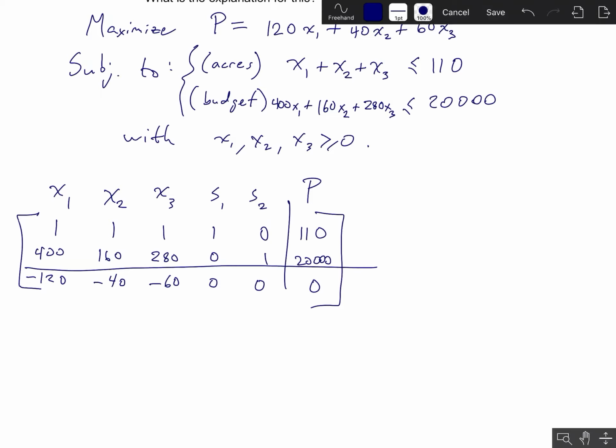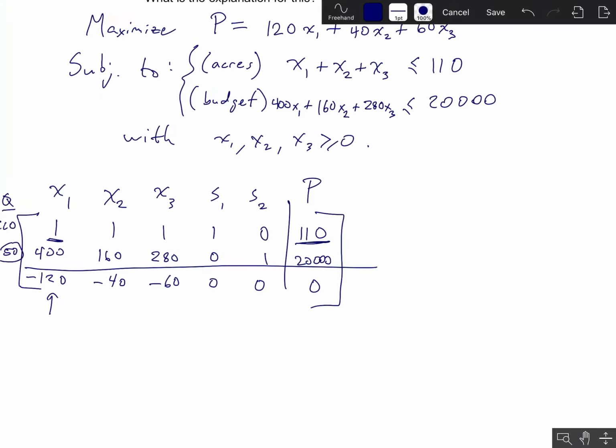So now we need to optimize. So we want to find the maximum value of P that we can get subject to all of these constraints. So we'll use the simplex method here. First, we look for the most negative indicator, that's this one, so that will be our pivot column. And then we compute those quotients. Remember, the quotient is the far right number divided by the positive numbers in this column. So the quotients here would be 110 divided by 1, which would just give us 110. And then 20 grand divided by 400 would give us 50.